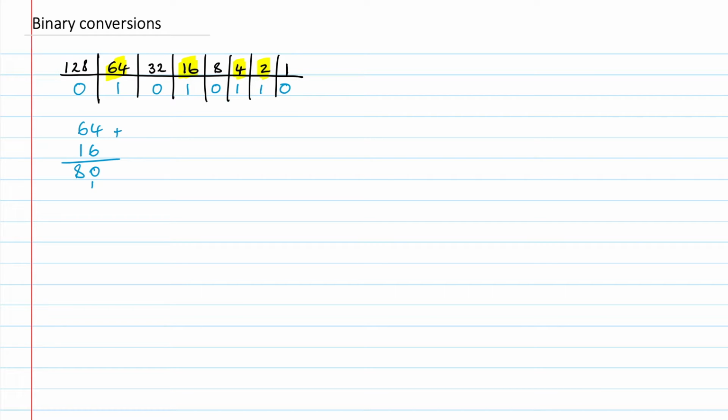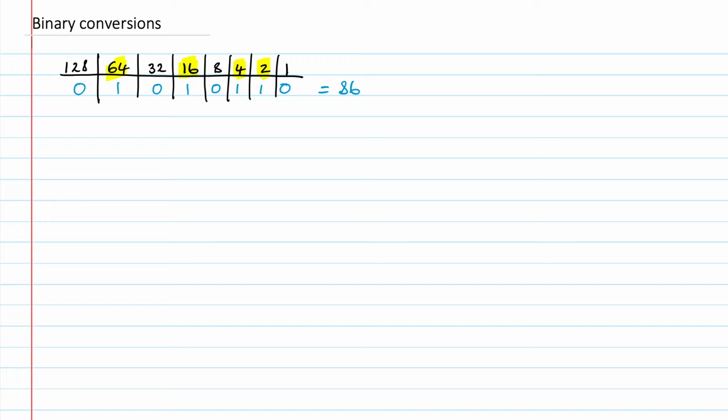And then we add the 4 in. Don't forget, because that's got a 1 in it, I add 4, which gives me 84. And then I'm going to add the 2 in, because there's a 1 there. So I can tell you now that number is equal to 86. So that binary number that I've just made up is equal to 86. Now we're going to do a few more before you start your task.